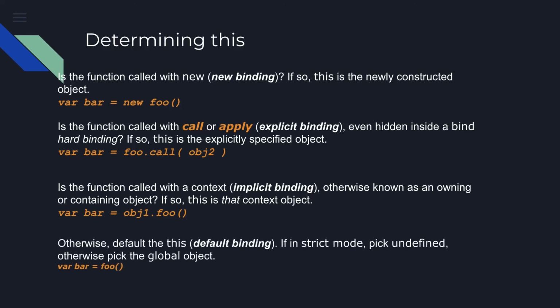And default binding is different for different environments. Like in Node.js, this is global. In a browser, this is window, and it also doesn't work in exactly the same way. And if you are in strict mode, this is undefined. If not, it's a global object.